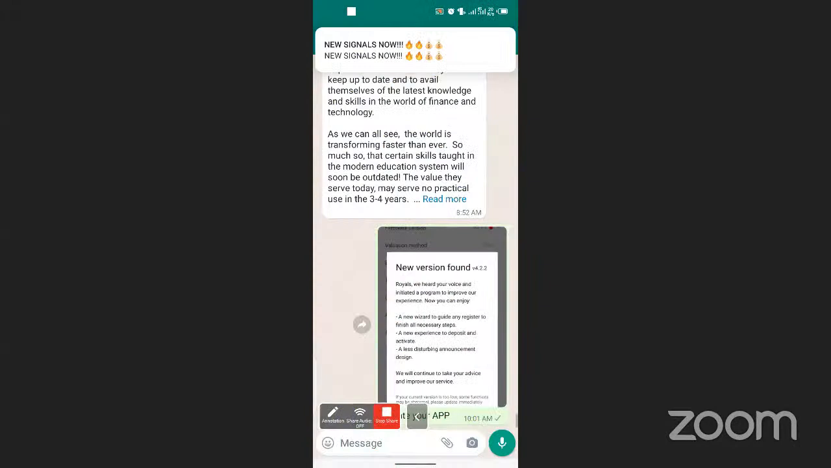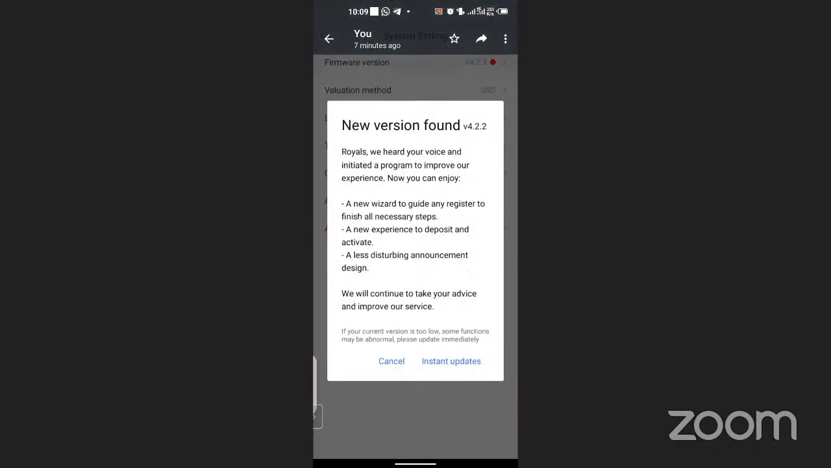Before I get started, by the way, Royal Q has brought us another new version, version 4.2.2. And it says, Royal Q, we heard your voice and initiated our program to improve our experience. You can now enjoy a new wizard to guide anyone registering for their Royal Q business through all the necessary steps. Now Royal Q has new guides, a new experience to deposit and activate, and a less disturbing announcement design. We will continue to take advance and improve our service.